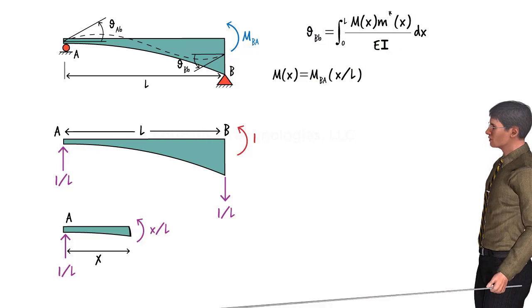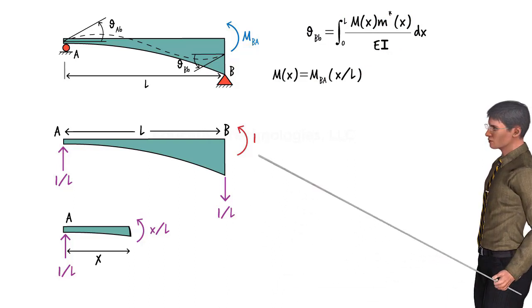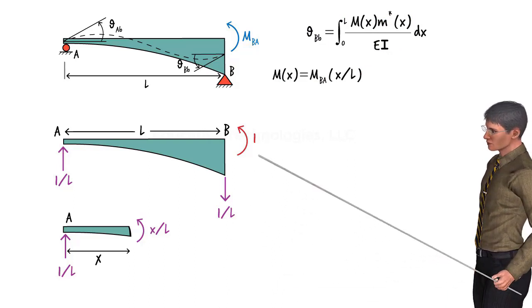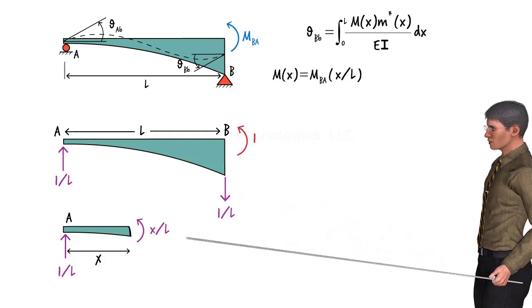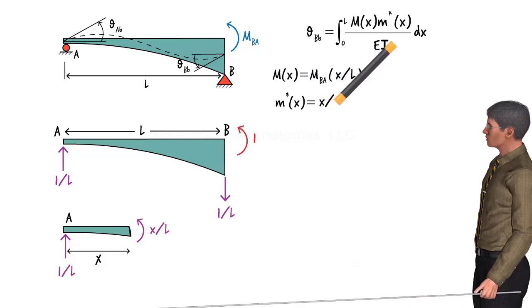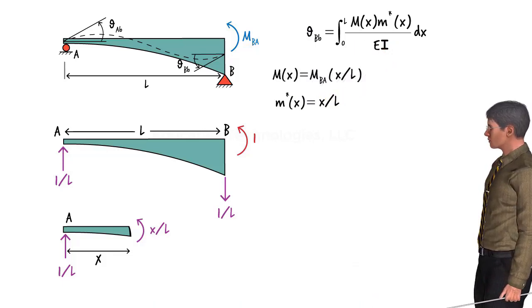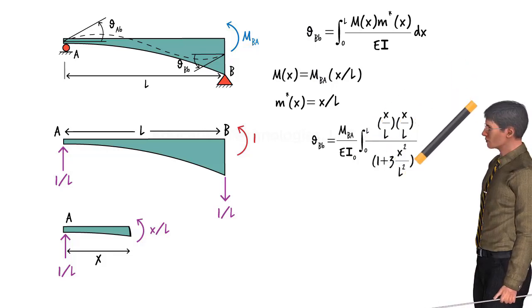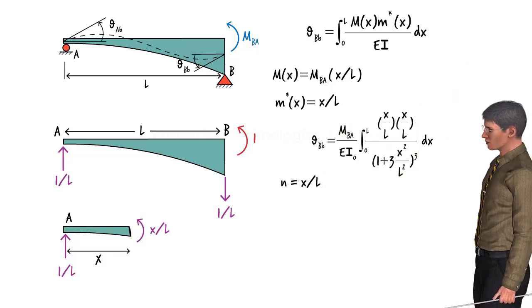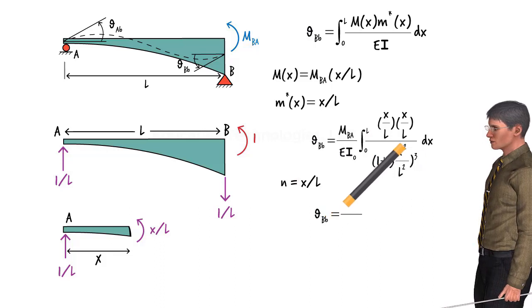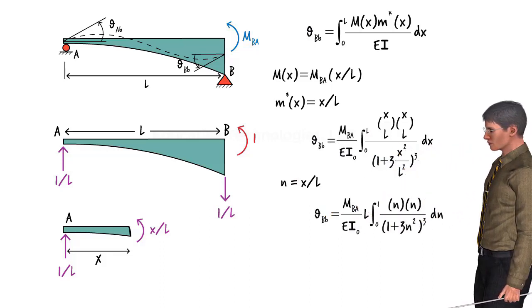To determine m star x, we need to place a unit moment in the direction of the rotation we want to compute, then write the moment equation for the beam. So, m star x equals x over L. Now, theta BB can be expressed this way. Substituting n for x over L, we get, or.